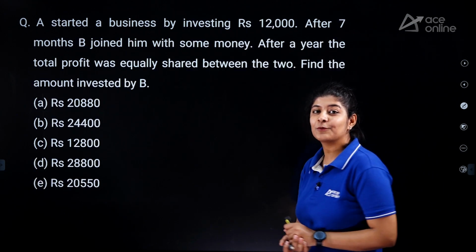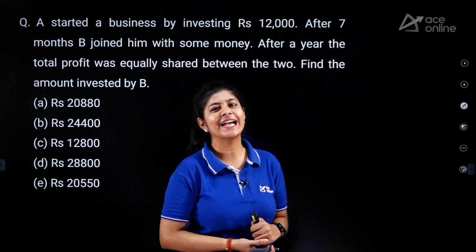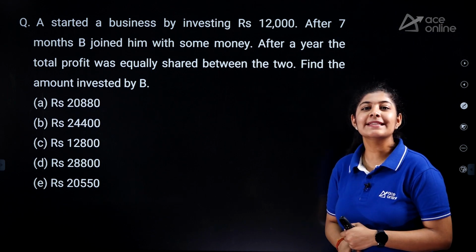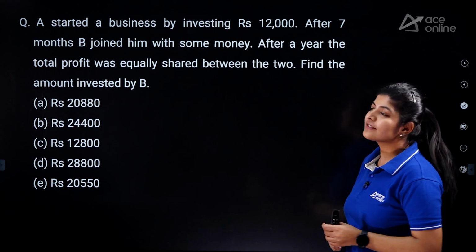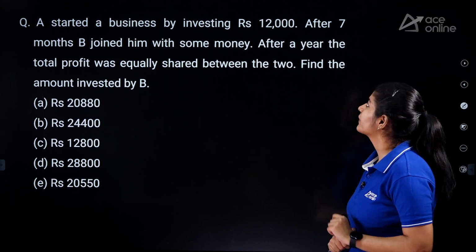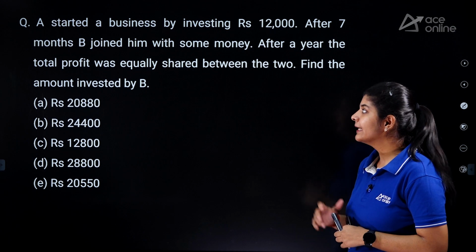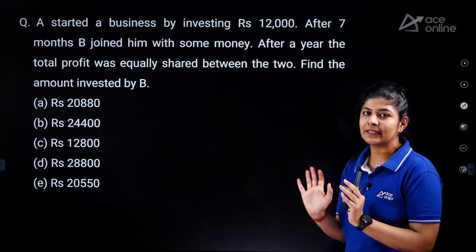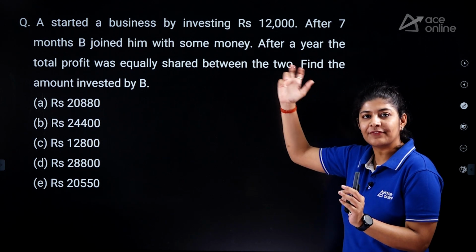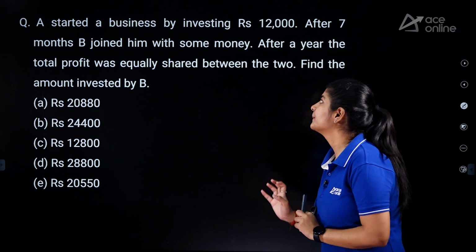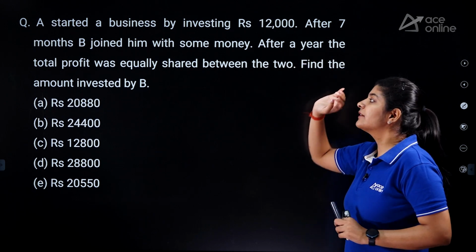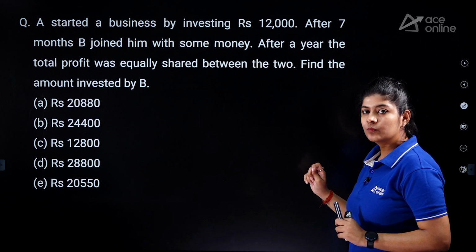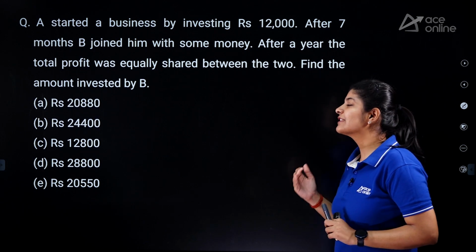Okay, so here we are having a question from the concept of partnership, or we can say the application of ratio and proportion. A started a business by investing ₹12,000. After 7 months, B joined him with some money. Now, this amount of money is not given. It is only given that B joined after 7 months with some certain amount of money. After a year, the total profit was equally shared between the two. Find the amount invested by B.